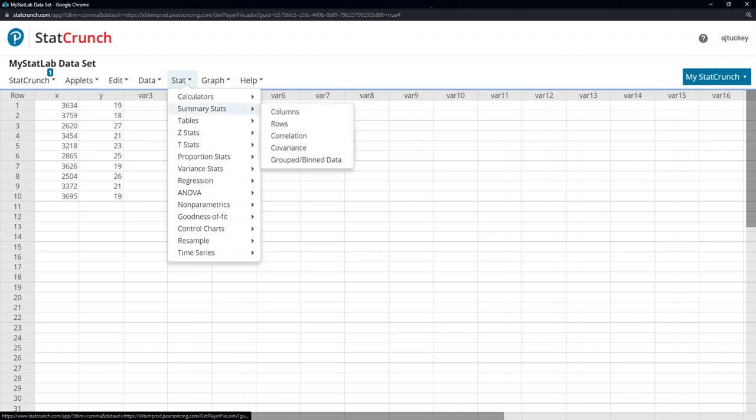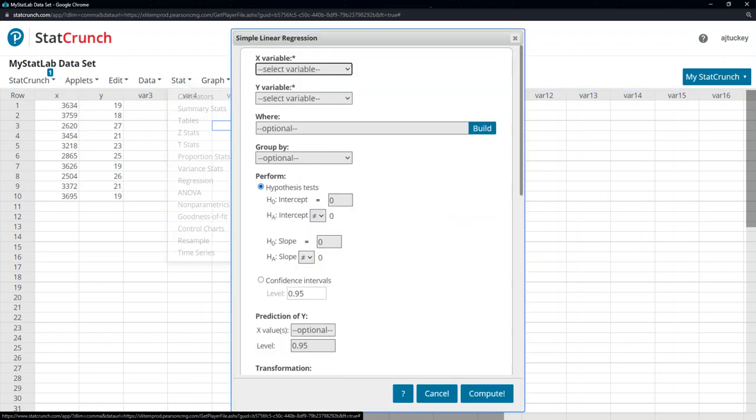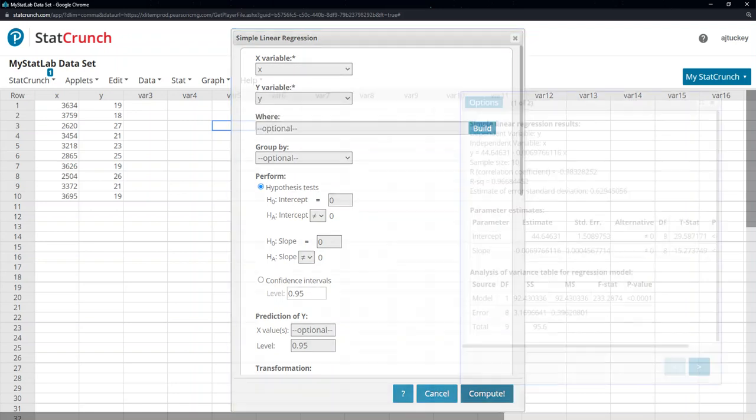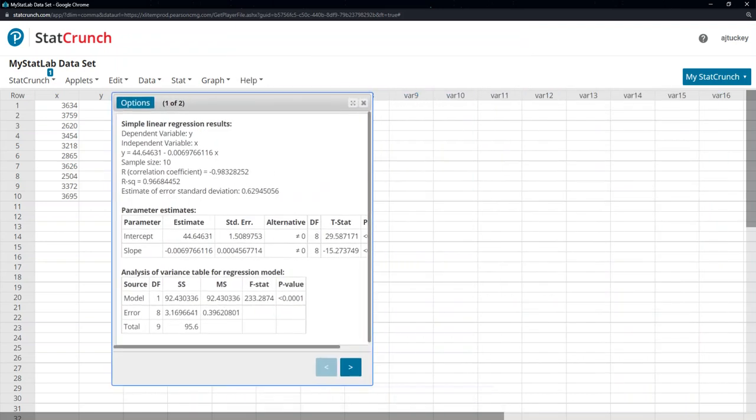Stat, regression, simple linear. It's going to give me the same answer, but it'll be a little bit easier for you to understand. There it is, right there. So the regression equation is right there. Y equals 44.64631 minus 0.0069 blah, blah, blah, X.